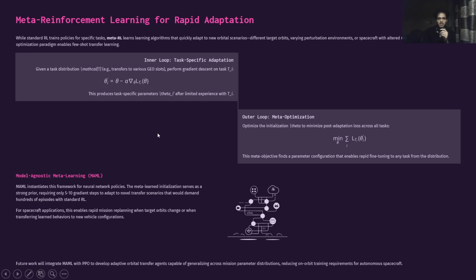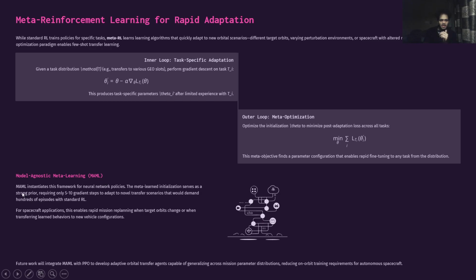So here in the inner loop, task-specific adaptations happen. We could have multiple tasks in an orbital mechanics situation, so all those tasks happen and the RL mechanics happen inside those. Here I have used PPO for that. I have defined two tasks, and for the two tasks we have two PPO models running, and in the outer loop the meta optimization runs. Optimize the initialization theta to minimize the post-adaptation loss across all tasks. So we have this parameter update for the inner loops, and here we optimize the parameters to minimize the post-adaptation loss. So, model-agnostic meta learning, MAML.